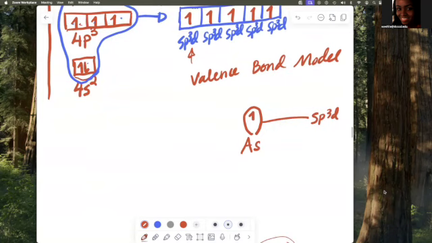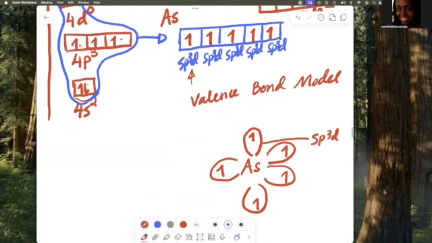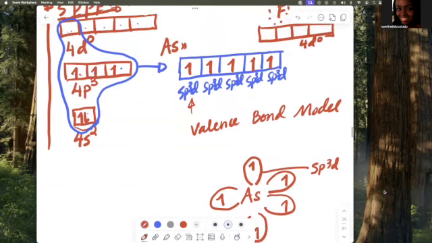So I have the axial position, the up and down, 1 electron each. And then I have 3 in the equatorial position, each holding 1 electron, right? If all they're asking for is the central atom, this is what it will look like, which corresponds with the image we have up here for this As. But what we're trying to show is fluorine coming in. I'm going to use blue for fluorine.